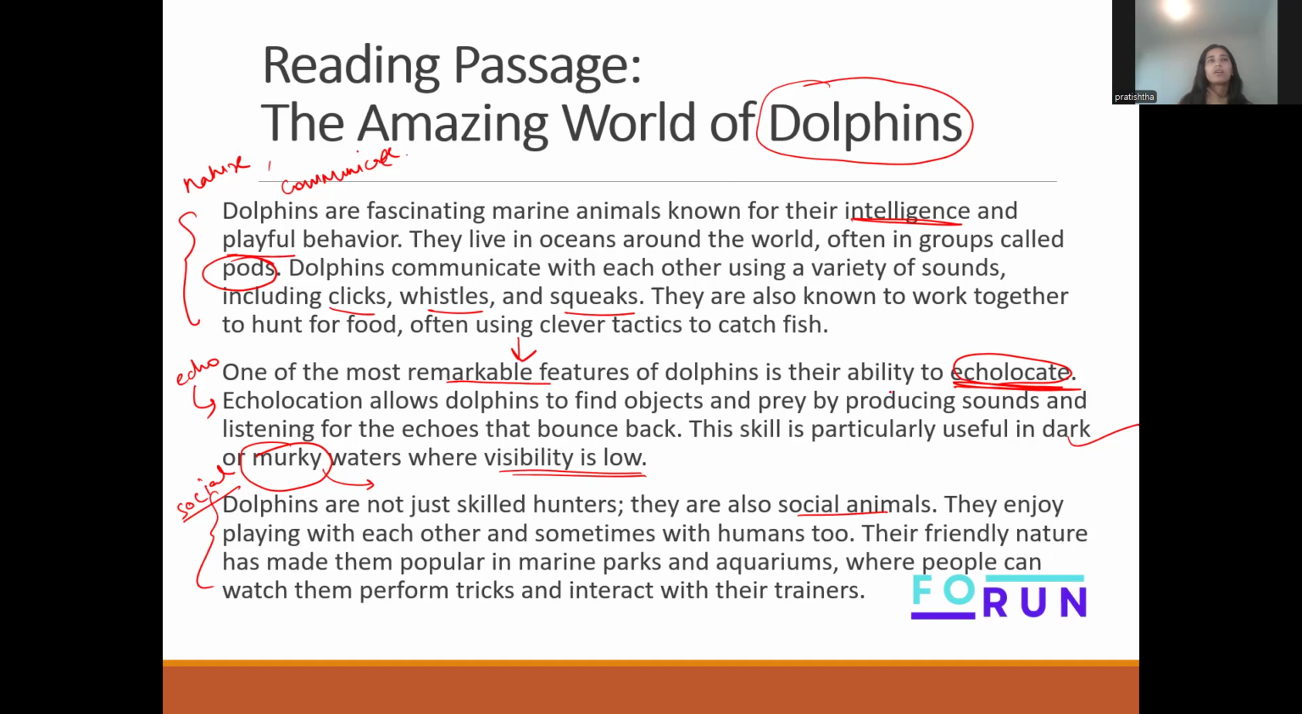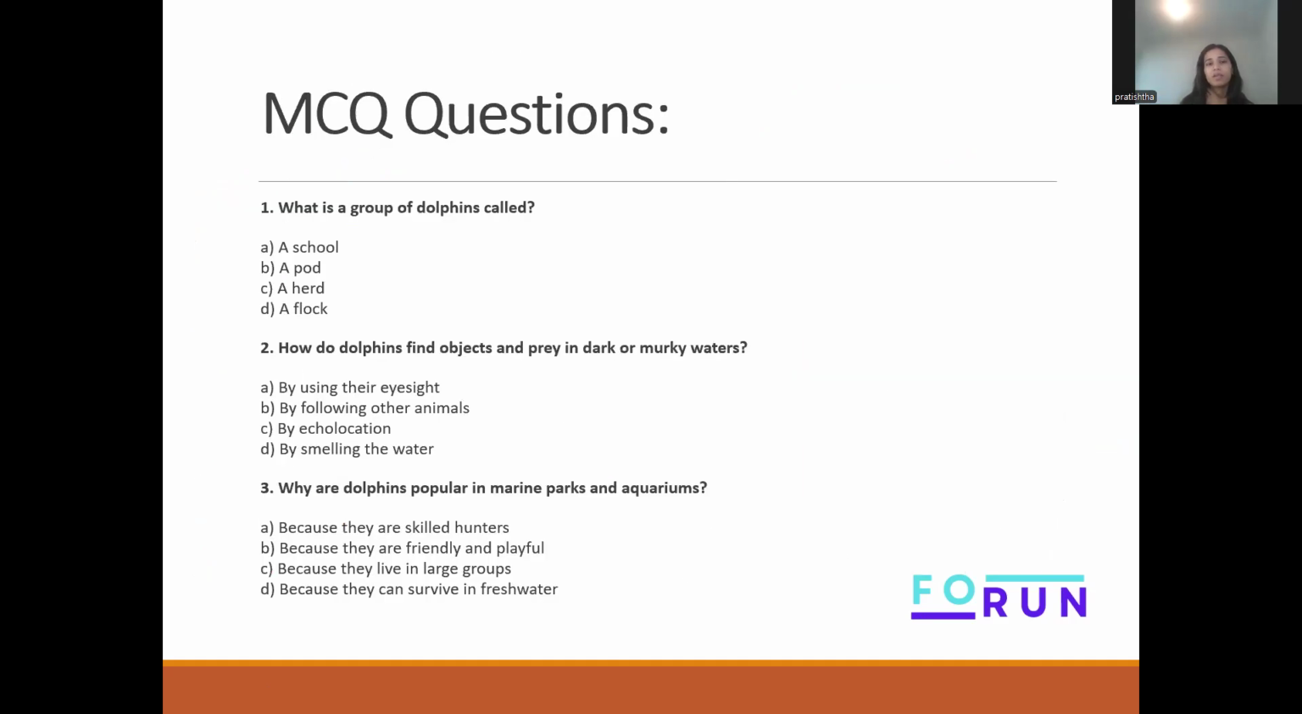Always just circle or underline some important words and always write this kind of small, I mean, 4 or 5 words about the paragraph. This will really help you understand where to find your answers.